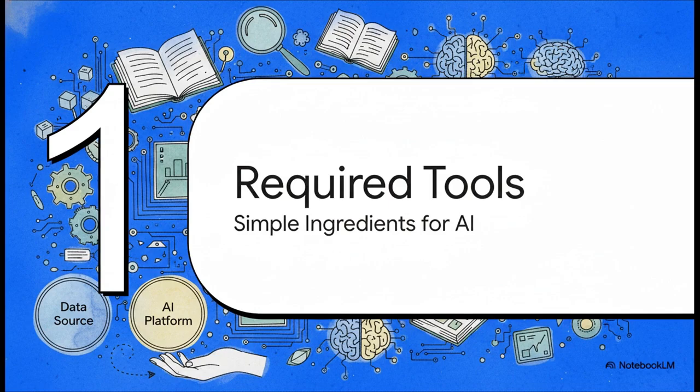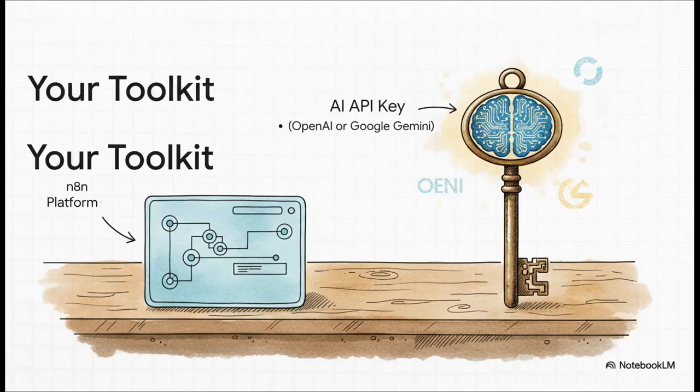Okay, let's talk about what you need to get started. And you might be surprised to find out you only really need two key things to make all of this work. Our toolkit is pretty straightforward. First up is n8n, which is this really cool visual platform where we'll just connect some building blocks, they call them nodes, to create our whole process.